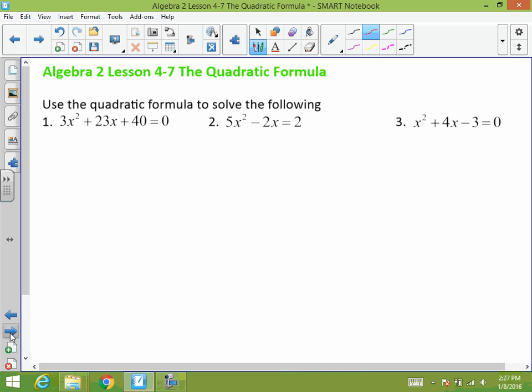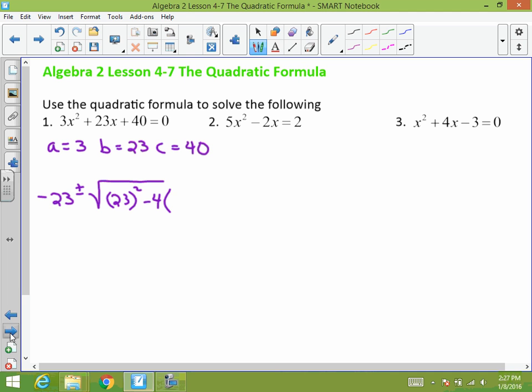Whenever I use the quadratic formula to solve, I always make sure I indicate what A, B, and C are because that just makes it easier. So in this first equation of 3x squared plus 23x plus 40, A equals 3, B equals 23, C equals 40. So the formula says negative B, negative 23, plus or minus the square root of B squared, so 23 squared, minus 4 times A times C, all divided by 2 times A.